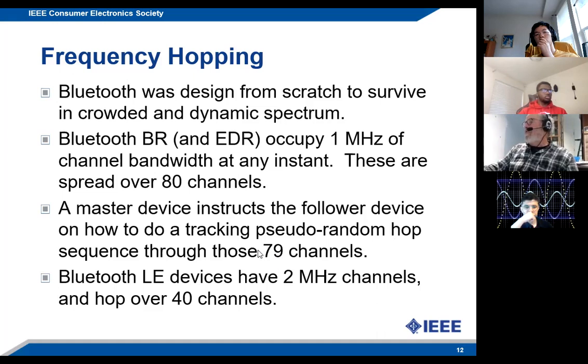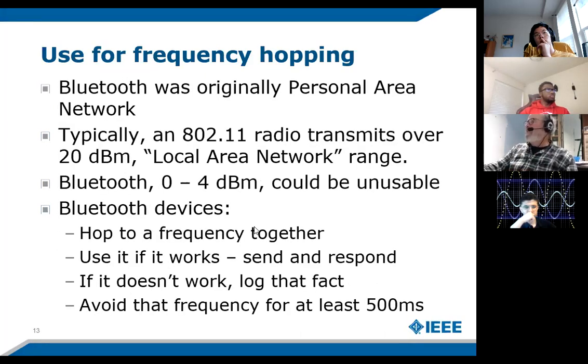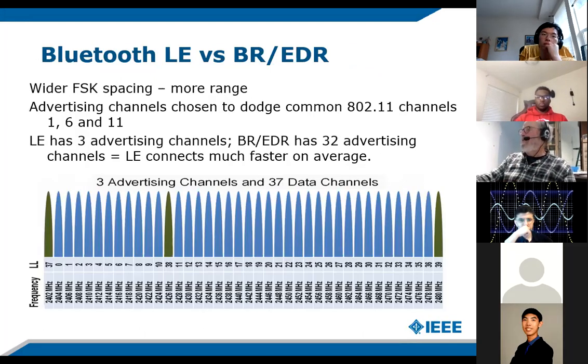In contrast, low energy has a higher modulation index, so it has a longer range, but each channel is twice as wide. So it hops over 40 channels instead of 79 channels, but otherwise it acts the same way. Let me jump ahead first, because this is a chart of what Bluetooth Low Energy does. The channels are wider, but it works the same way.